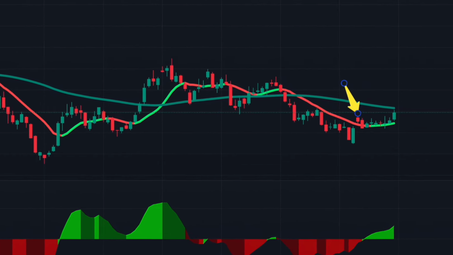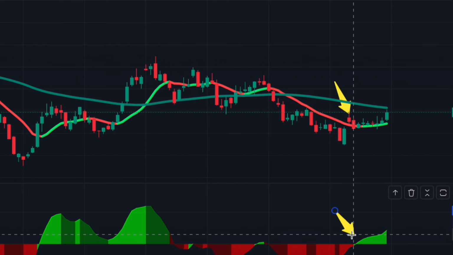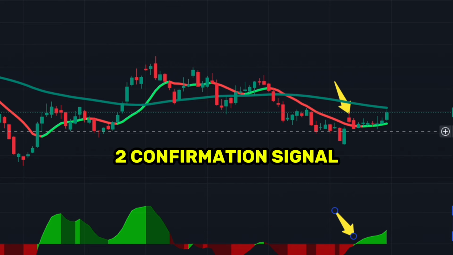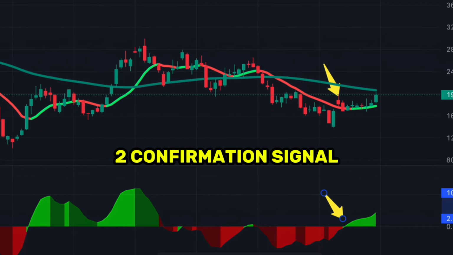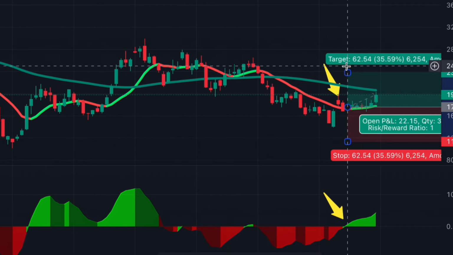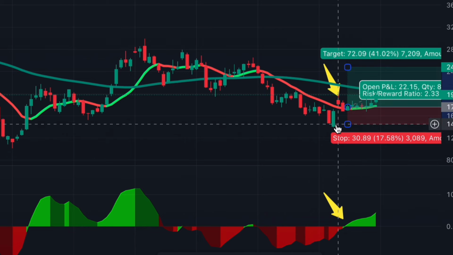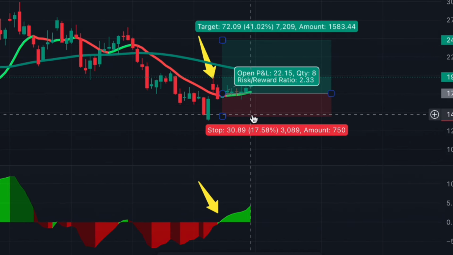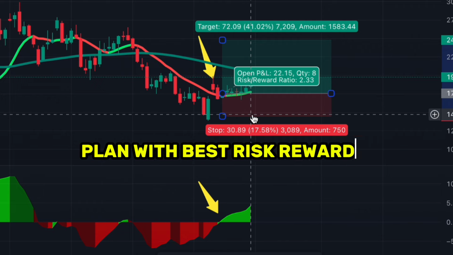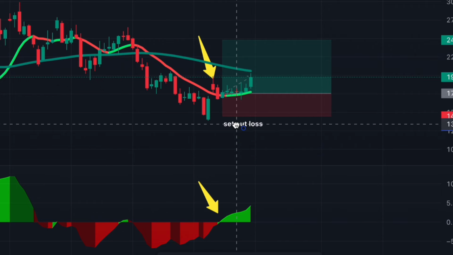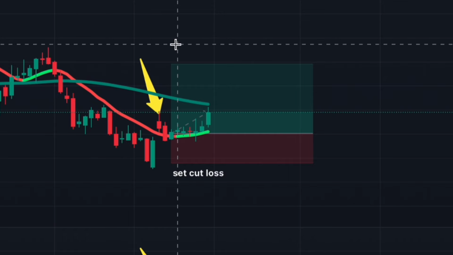For example, at this area, when we see a red to green reversal from the AI trend signal, it means that the bullish momentum in the chart has started to form. Besides, if the MACD histogram area also shows a similar reversal indicator, this means that we can start to plan our position. We can use the risk-reward ratio to plan our stop loss and take profit areas. Make sure that the risk-reward is more than 1, so that it will be a more profitable trade.